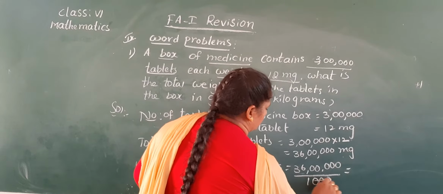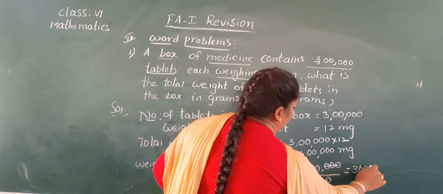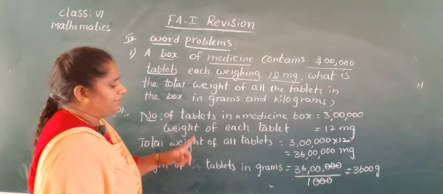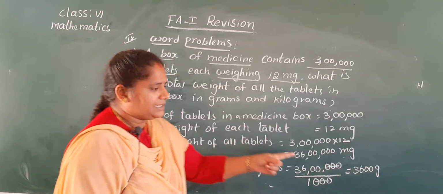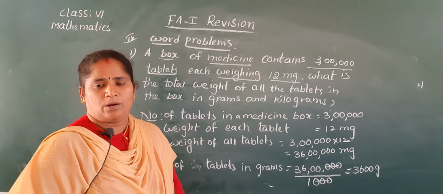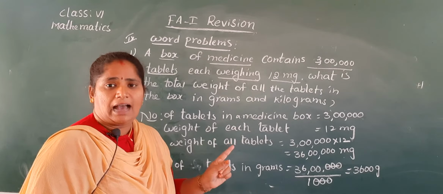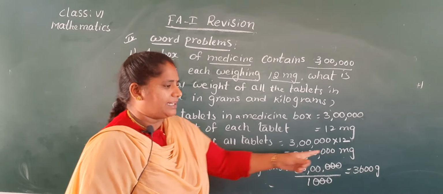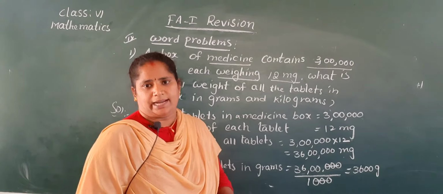That equal to, 3 zeros cancel. So 3600 grams. Okay. Again they are asking the weight of tablets in kilograms. So to convert the grams into kilograms, again you divide by 1000. Okay? So 1 kg equal to 1000 grams. Then 1 gram equal to how many kgs? 1 by 1000. So same like that, to convert these grams into kgs, you should divide by 1000. Okay?